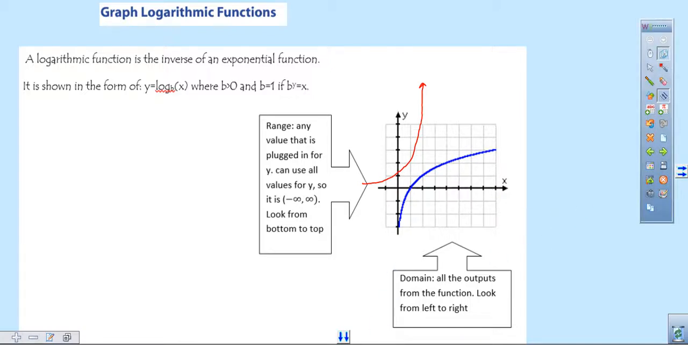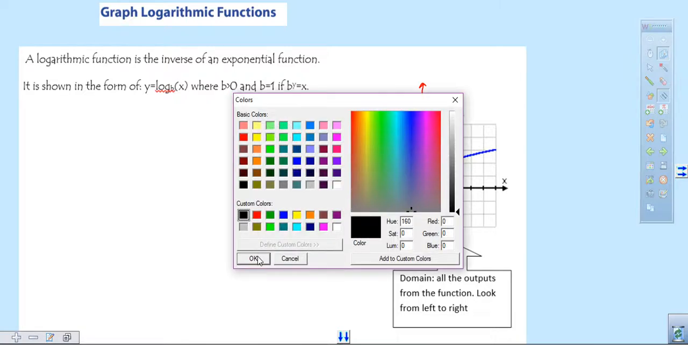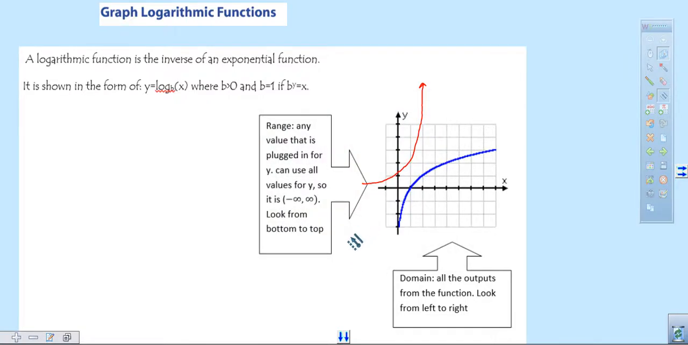So let me change this around just a little bit real quick, and we'll make it black. Oops, that's a good thickness. Let's do that. Just palette, make it black. And so you're going to have this line of symmetry that these things go through, so they're symmetrical. Remember that this is the parent function of the exponential, so this is y equals b to the x. This is the parent function of the log function, which is y equals log base b of x.